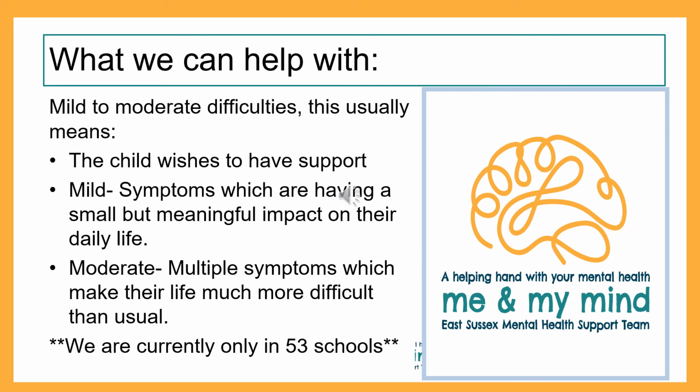So Me and My Mind are a service who work with children who are experiencing mild to moderate difficulties. So this usually means that your child wants to have support, they're open to receiving support for their mental health, and that the symptoms that they're experiencing are making their life more difficult than usual. However, they wouldn't be at a point where their mental health difficulties would be seen as severe. And what this means is that they're not having many symptoms that make their life extremely difficult.